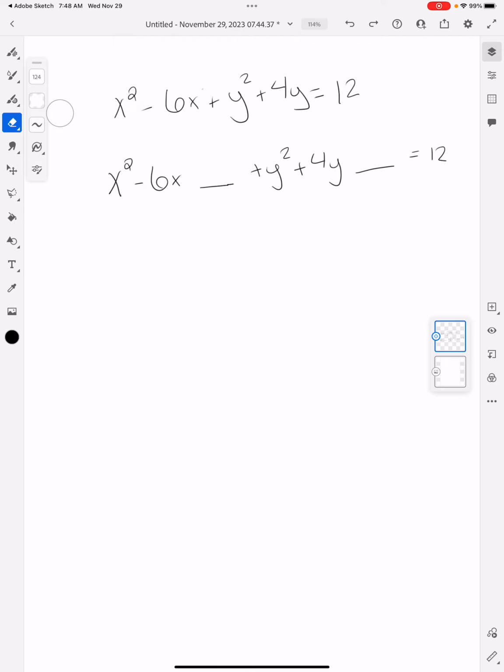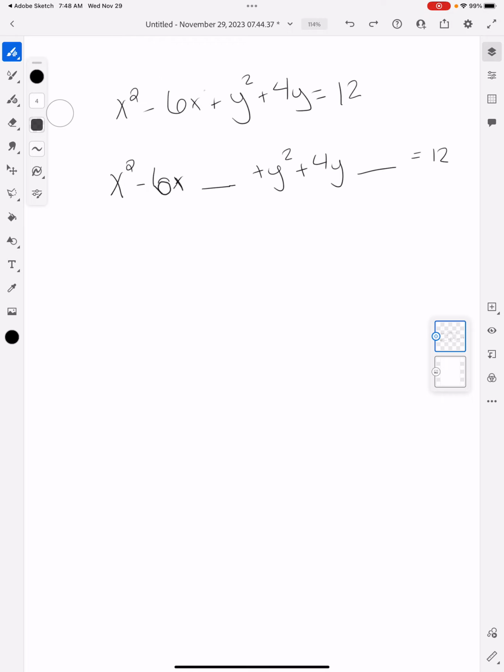So in order to find what goes in the blank, I take the middle number. So I have 6x, so it would be negative 6 divided by 2, and then I'm going to square that value. So negative 6 divided by 2 is negative 3, and negative 3 squared is 9. So that means I'm going to add a 9 to both sides of my equation.